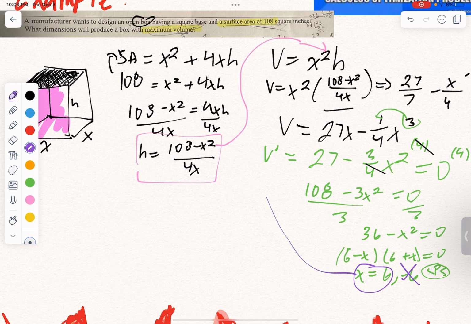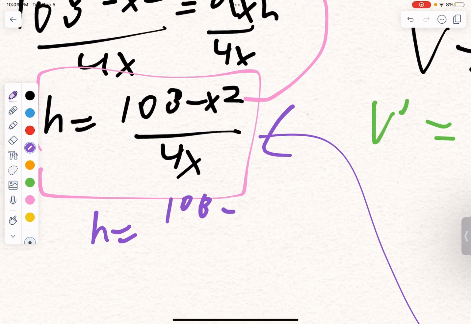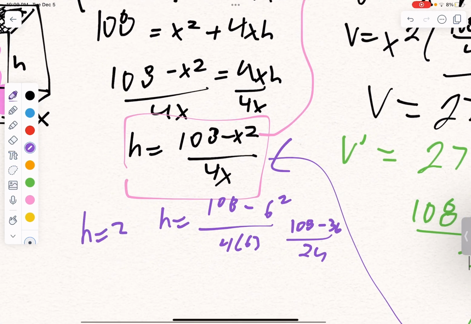All right, and we're going to plug that back into the height equation to find our height. So then we get h equals 108 minus 6 squared, which is 36, over 4 times 6. So 108 minus 36 over 24. Plug that into a calculator real quick. That gives you 3. So our h equals 3.